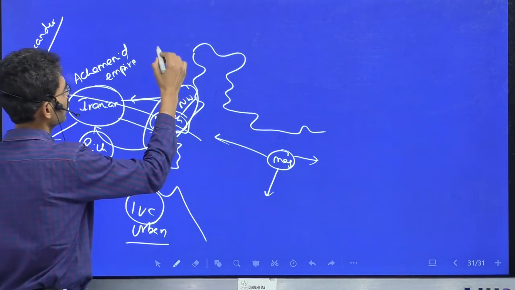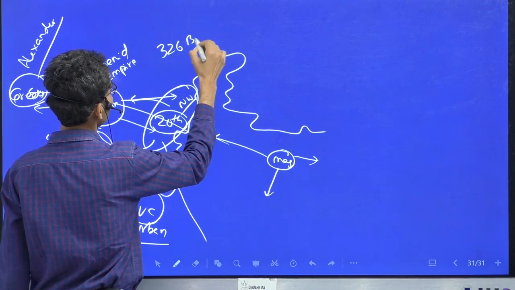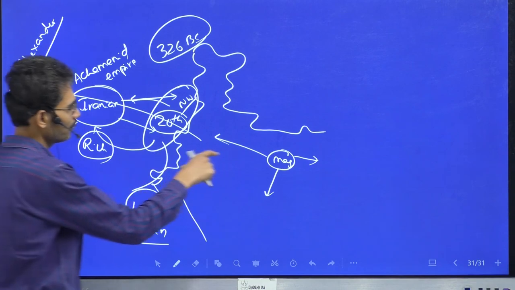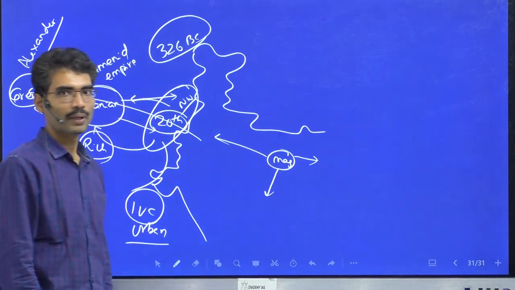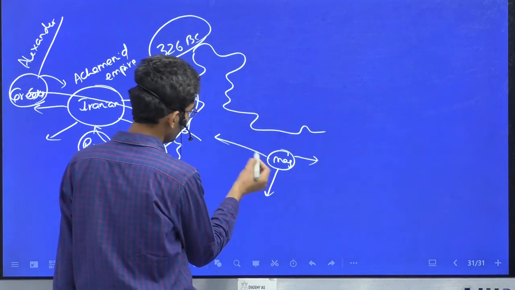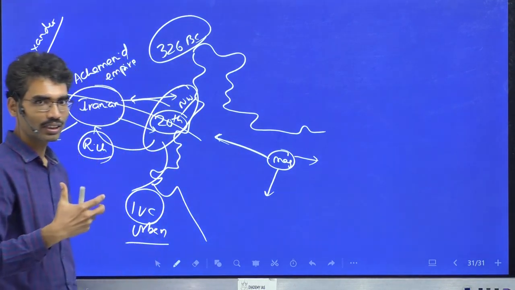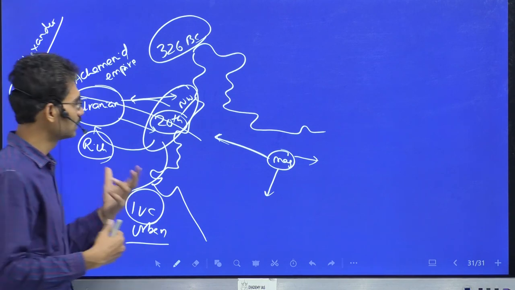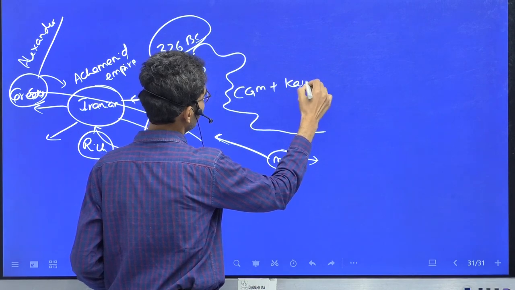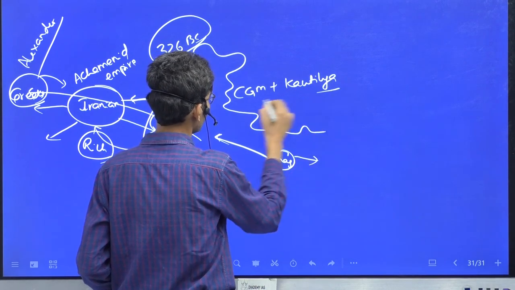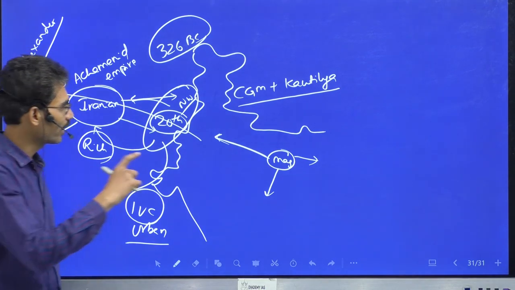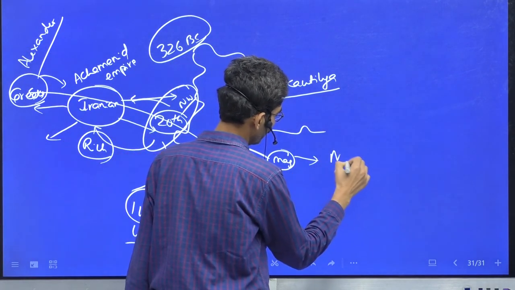And by 326 BC, he reached here. Around the same time, Nanda dynasty was there, Dhanananda was there. Already, internal revolts were happening. Chandragupta Maurya, under leadership of Kautilya, took the chaotic conditions and finally established Mauryan dynasty.